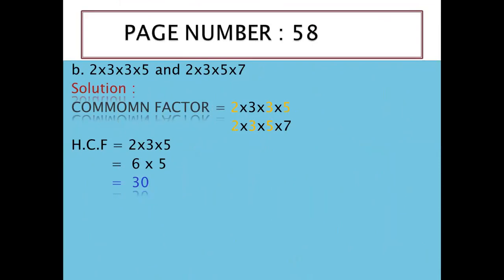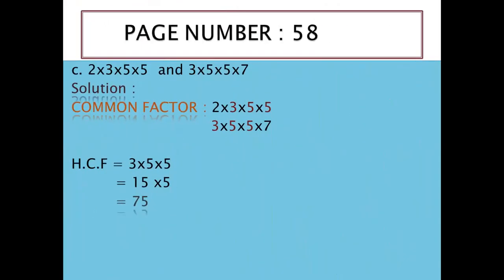Come to part B. The first prime numbers are 2 multiplied by 3 multiplied by 3 multiplied by 5, and the second 2 multiplied by 3 multiplied by 5 multiplied by 7. And I highlight the numbers 2, 3 and 5. These 3 numbers are common in these 2 pairs of prime factors. 2 multiplied by 3 multiplied by 5 is 30. 2 3s are 6 and 6 5s are 30. So HCF of these given prime factors is 30.